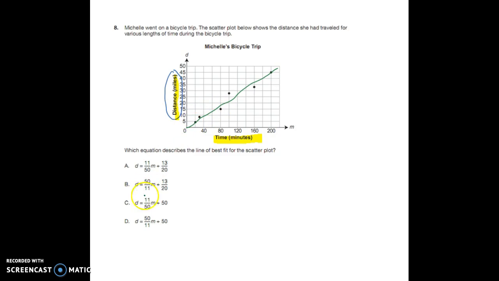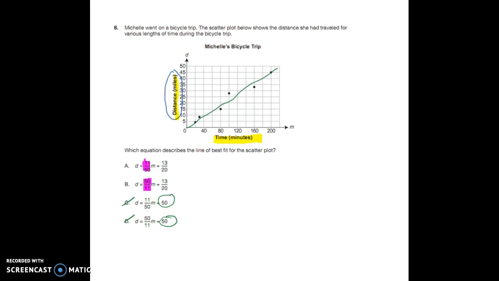So my y-intercept is close to 0. If you look at C and D, my y-intercept is really big. It's at 50. So that eliminates both of those. The difference between A and B then is the slope. So we need to look at the slopes.